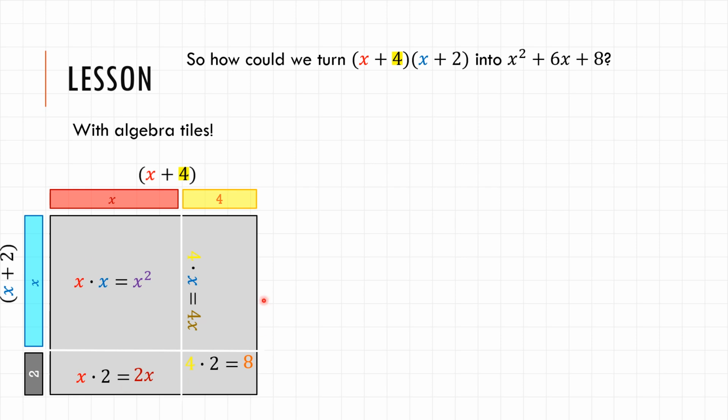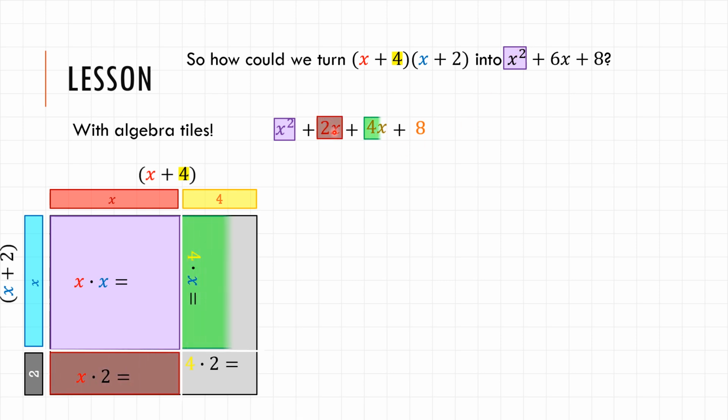Okay, did that really help me out at all? Well, yes, now if I add together these four terms, x squared plus 2x plus 4x plus 8, I'll get x squared, that's this tile, and that's exactly what I have here. 2x plus 4x gives me a total of 6x. And finally, just 8 down here. That's 8. So I've done this without breaking it up into as many algebra tiles as before.